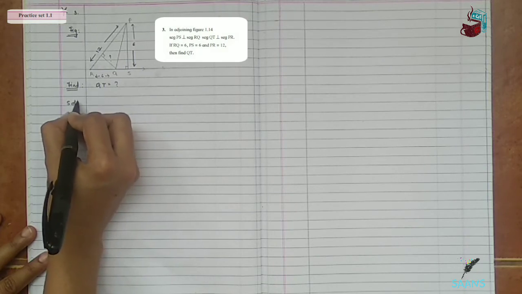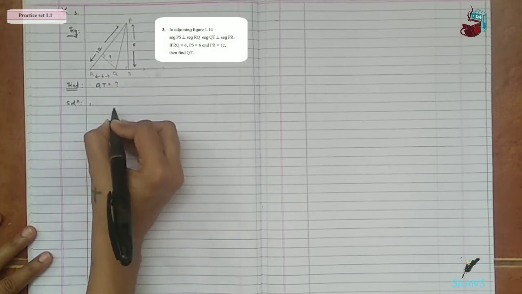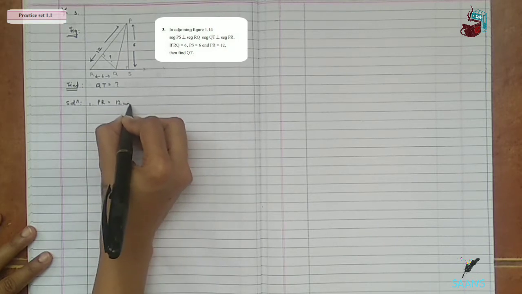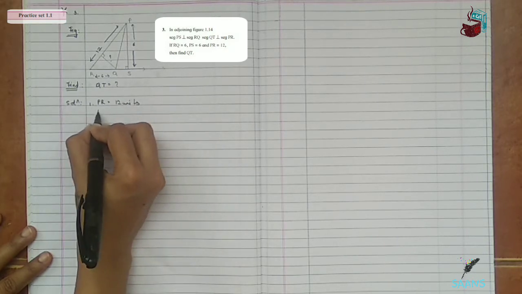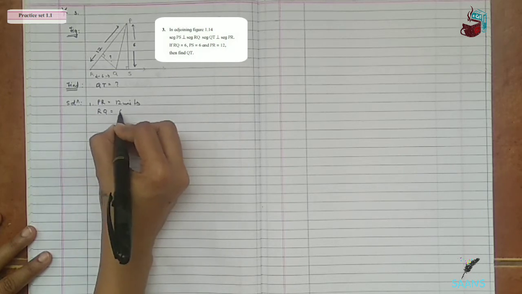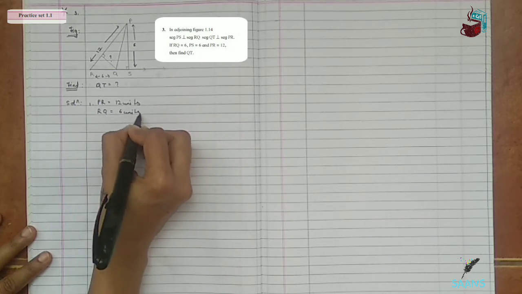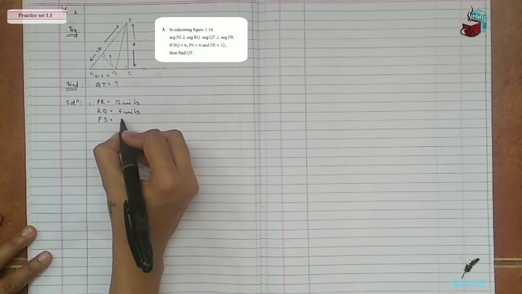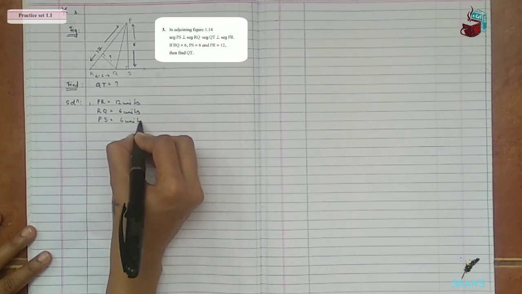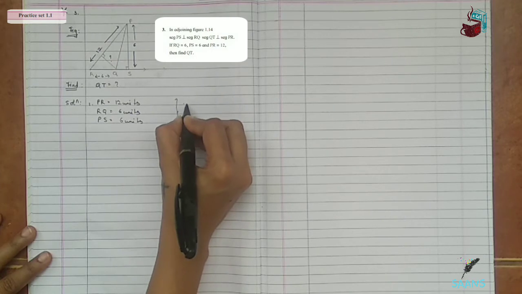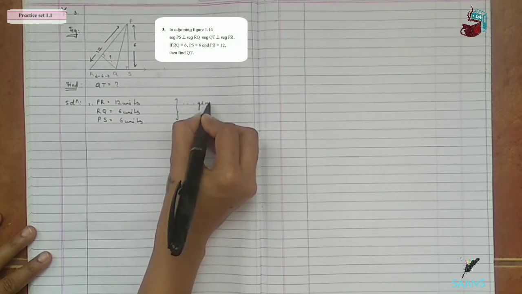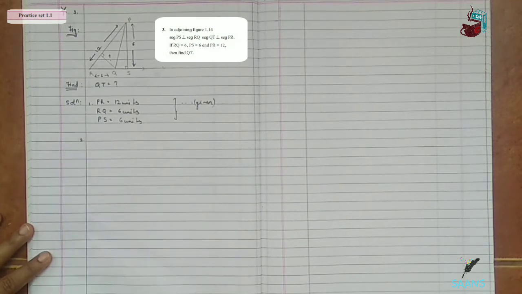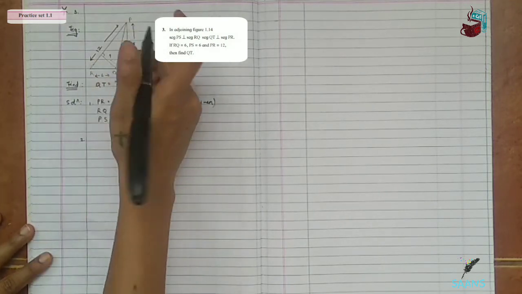Solution. Always write given. PR is equals to 12 units. RQ is equals to 6 units. PS is equals to 6 units. That is given.